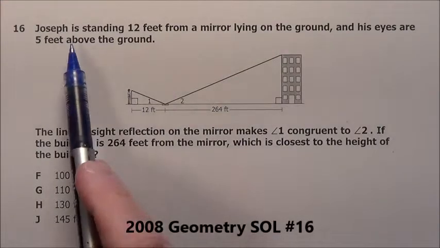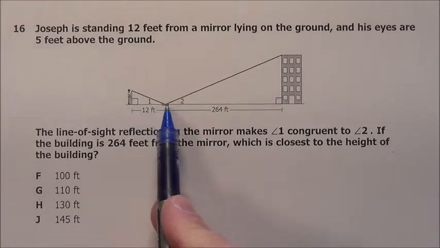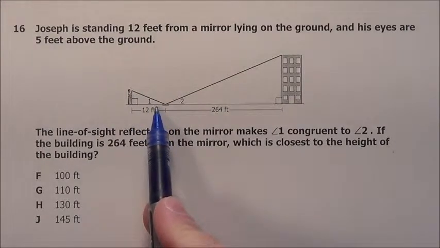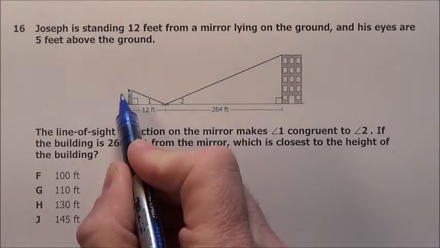Here's problem 16. It says Joseph, right here's Joseph. He's standing 12 feet away from a mirror that's on the ground. His eyes are 5 feet, so we know his height right here where it's starting is 5.